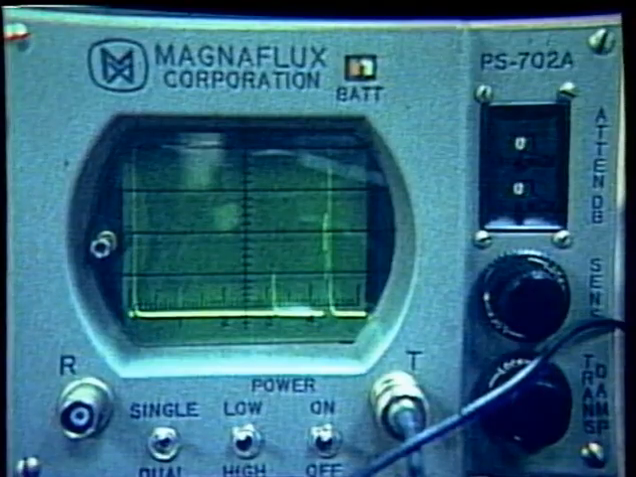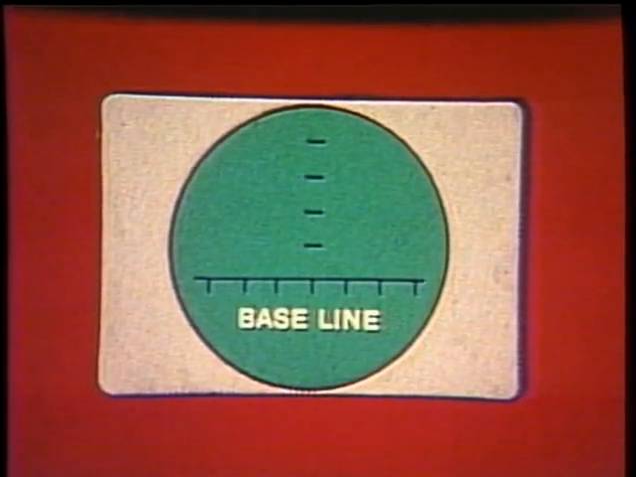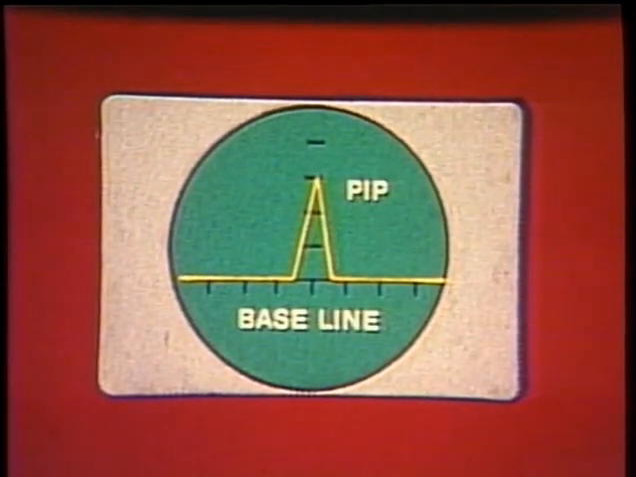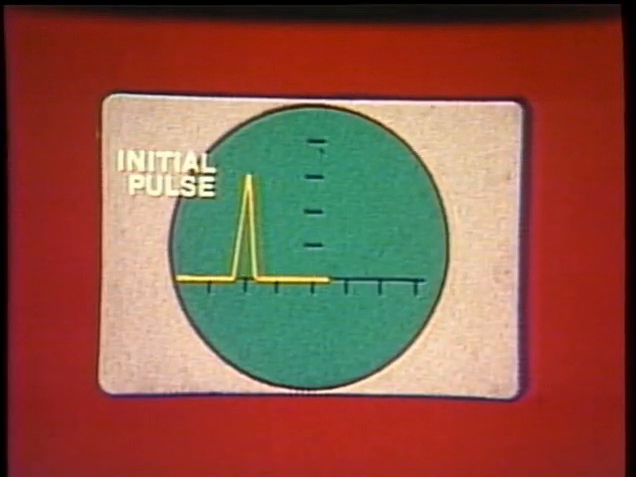This screen is known as a cathode ray tube, or CRT. The display consists of a straight baseline. If any sound waves are interrupted, a break will appear in the baseline, referred to as a vertical pip. The pips that appear on the screen can be interpreted by inspectors to determine the depth and location of a flaw. The large pip on the left of the screen is called the initial pulse and represents the top surface of the specimen.